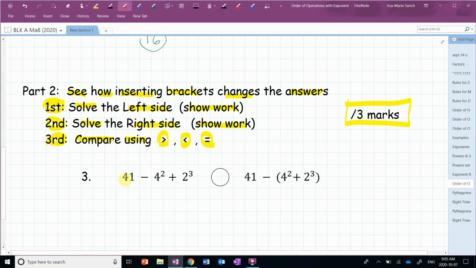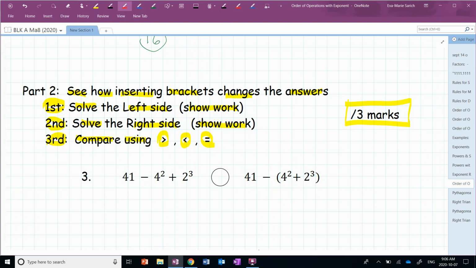So if you look at the left side, we've got 41 minus 4 squared plus 2 cubed. On the right side, we have 41 minus, there's a 4 squared plus a 2 cubed, but there's been a bracket that's been inserted there. So what will happen? Will that change the order and change the answer when we put a bracket? Okay, let's solve the left side.